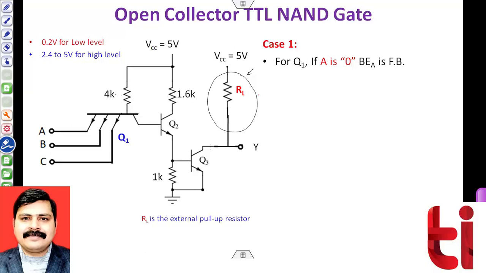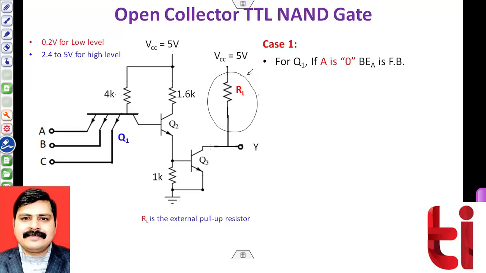So let us see case number 1, which I told earlier in reference to the truth table. I have set the input A equal to 0, and B and C both equal to 1. Let us see the functionality of transistor Q1. What will happen if A is 0? If A is 0, that means the voltage level at this particular point is 0.2 volt.